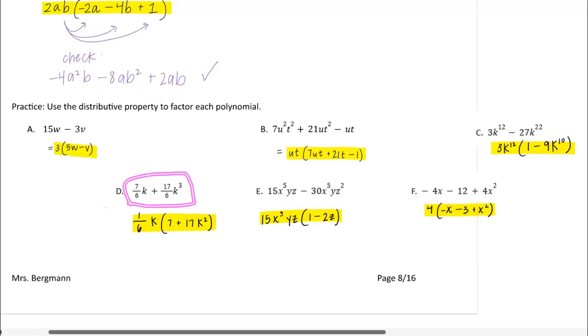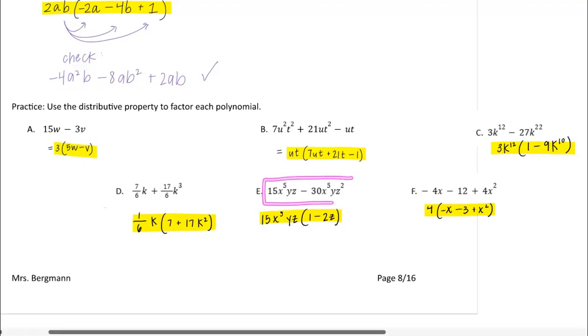For problem D, it was a little harder because it had a fraction on it, but notice that they have the same denominator, so that is part of the common denominator as the GCF, but 7 and 17 do not share any common factors, so that's why the numerator is just a 1. Then for the variables k and k cubed, what do they have in common? A factor of k. And then you can figure out the other two terms by asking yourself, what do I have to multiply the GCF by to get the first term? What do I have to multiply the GCF by to get the second term?